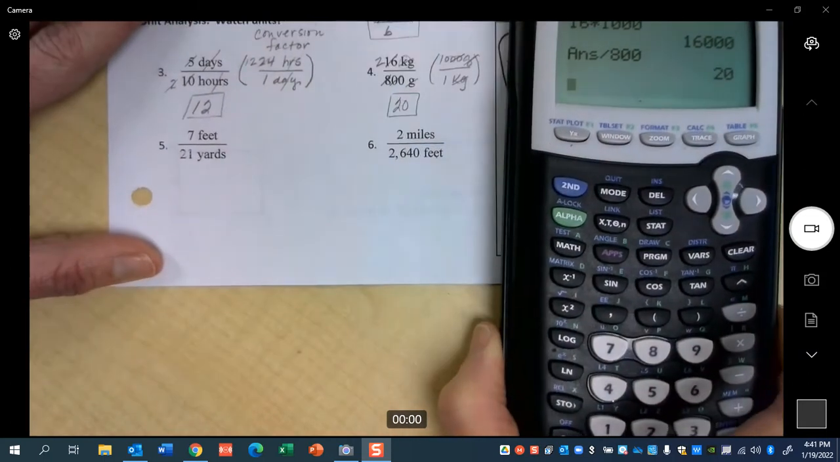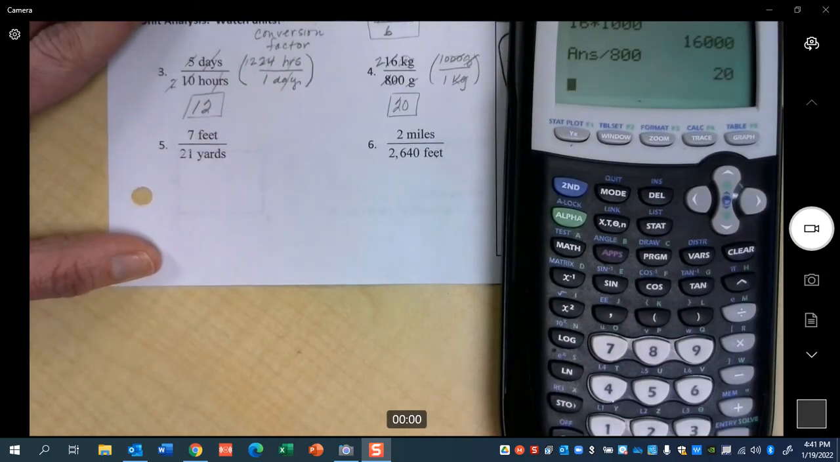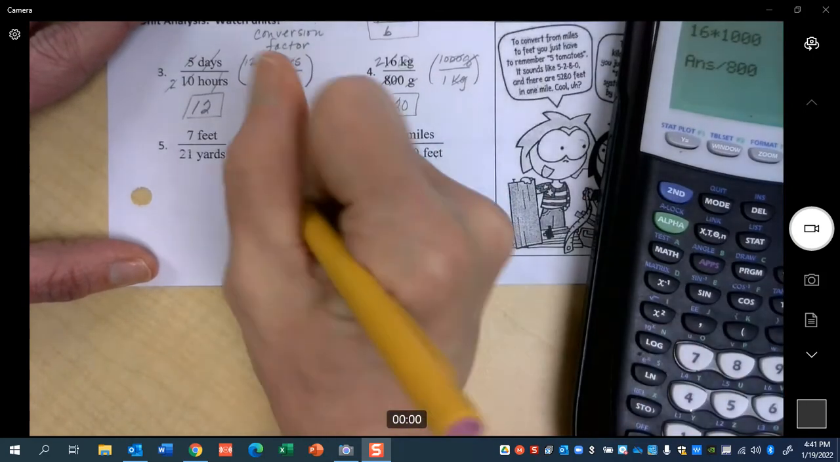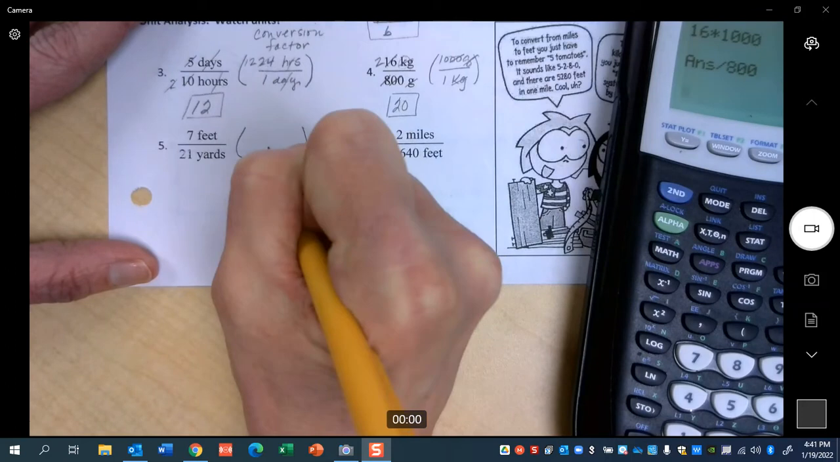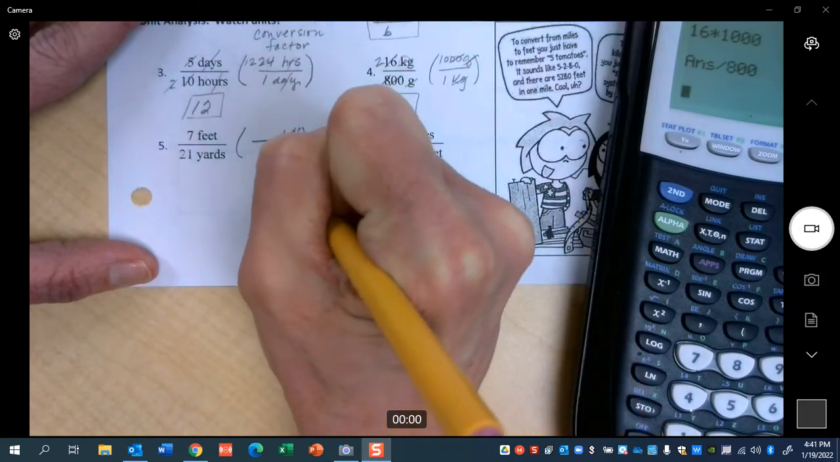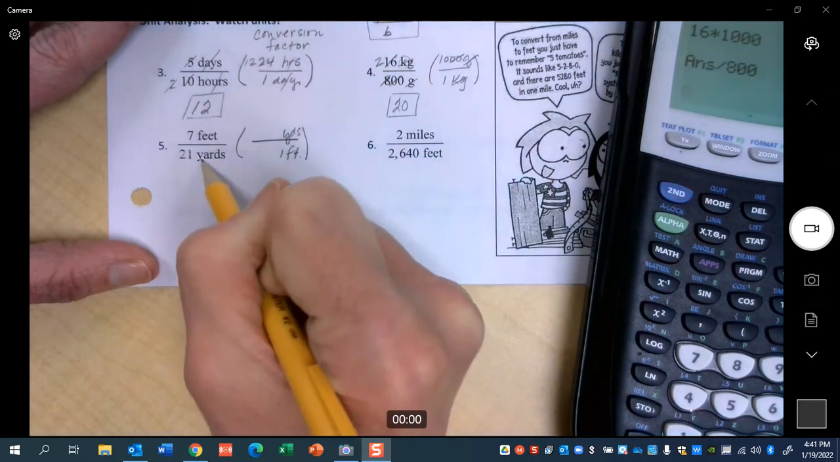All right, you try this. Pause the video and you try 7 feet to 21 yards. What's your conversion factor? Where are you going to put your units so that they cancel out?